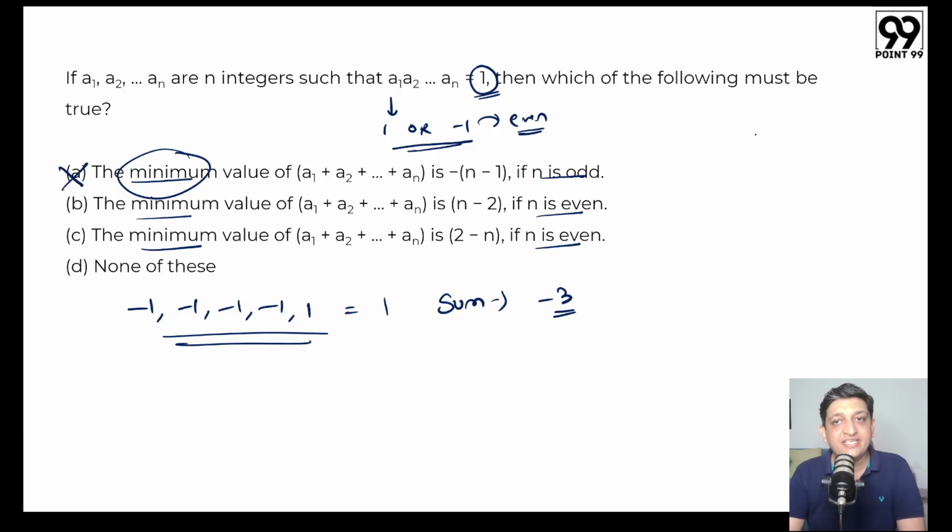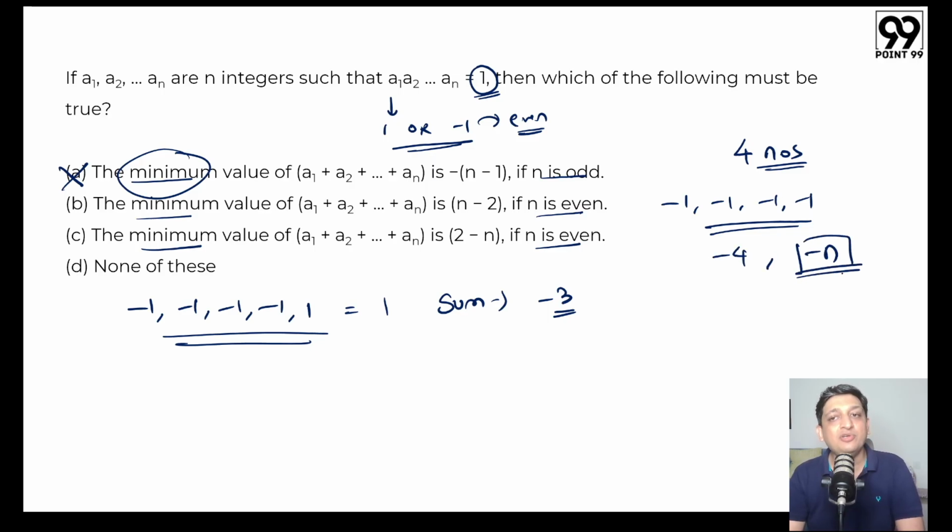What if n is even? Let's say there are 4 numbers in this particular context. Now what can happen to these 4 numbers? I need an even number of minus 1s. So I can have all 4 numbers be minus 1, in which case our total is going to be equal to minus 4. And if there are n numbers where n is even, the total is going to be equal to minus n. That is the minimum value that I am going to get.